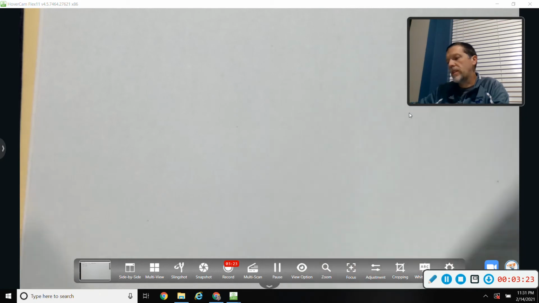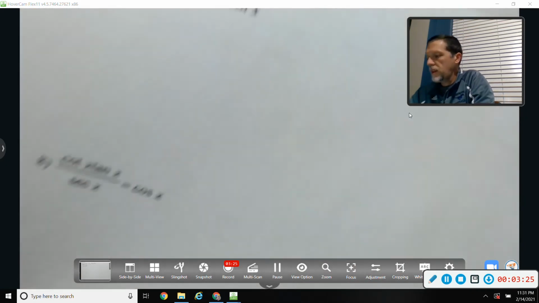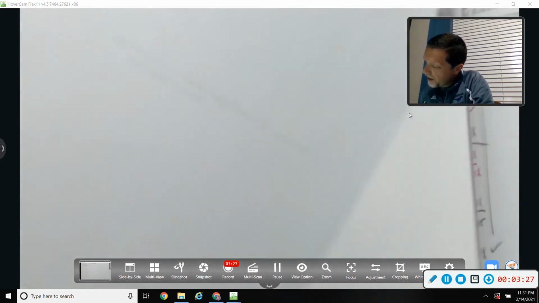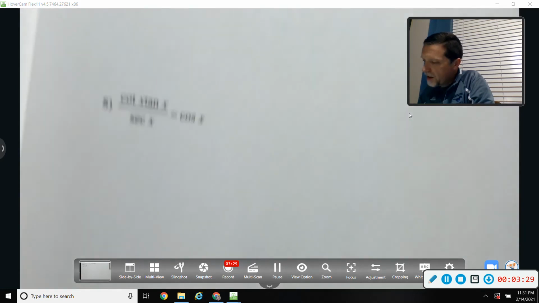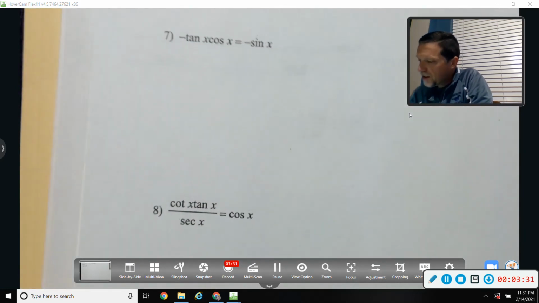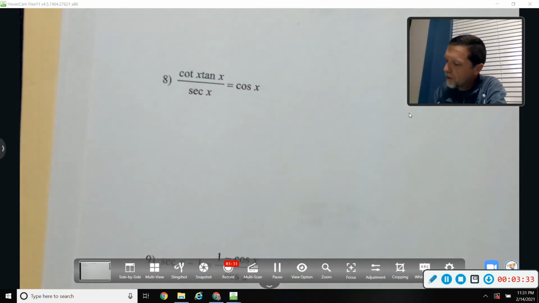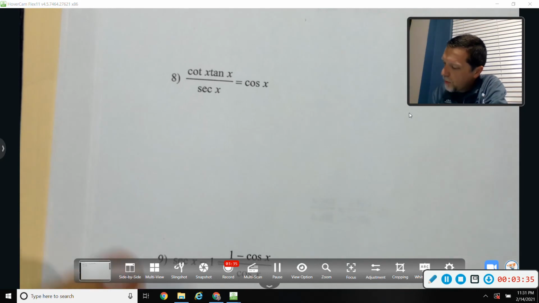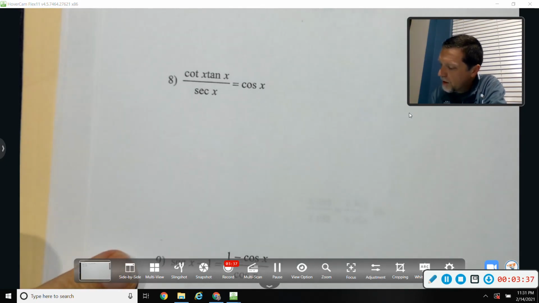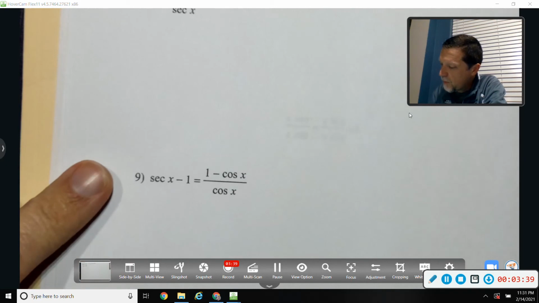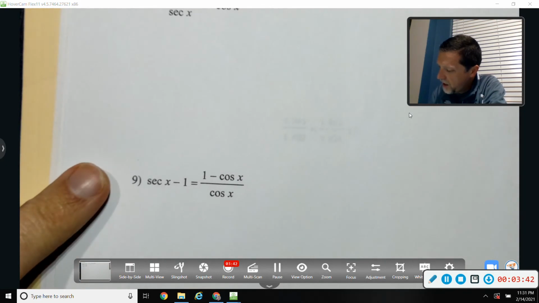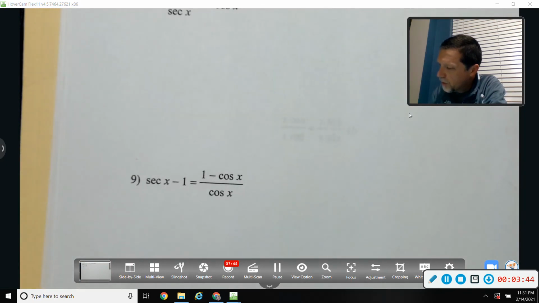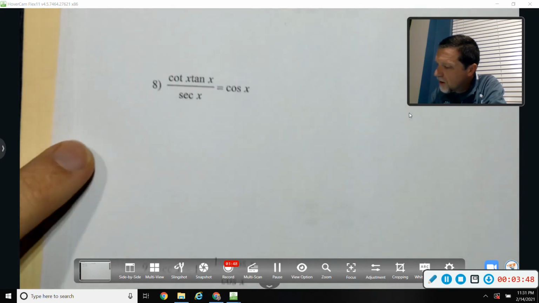Number 7. That looks a whole lot like number 3. In fact, I'm not even going to do it because it's nearly exactly like number 3. Number 9 is really similar to one we worked in notes, so I'm going to pass on number 9. Number 10 looks pretty similar to one we worked in notes. Guess I should do one more to show you.